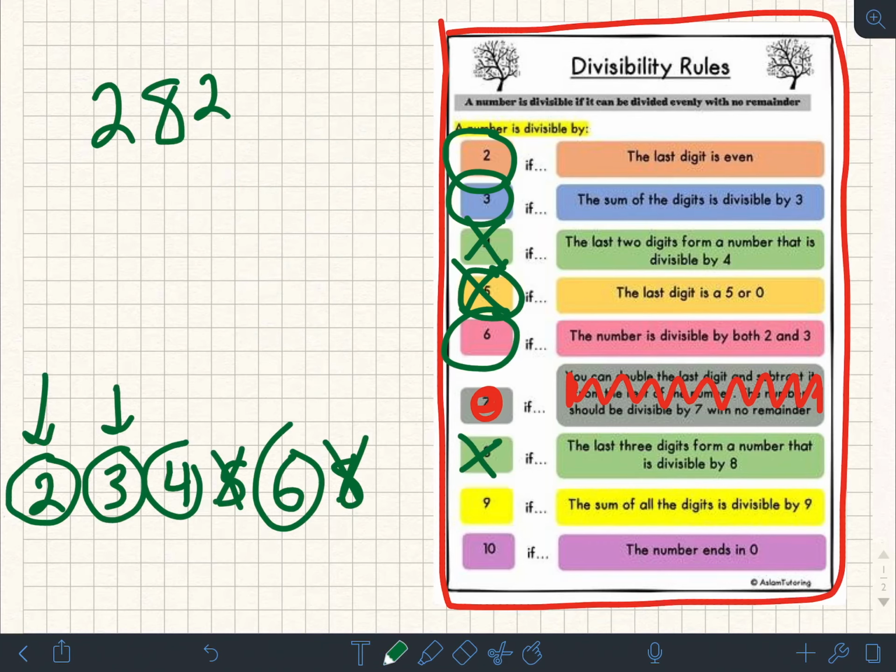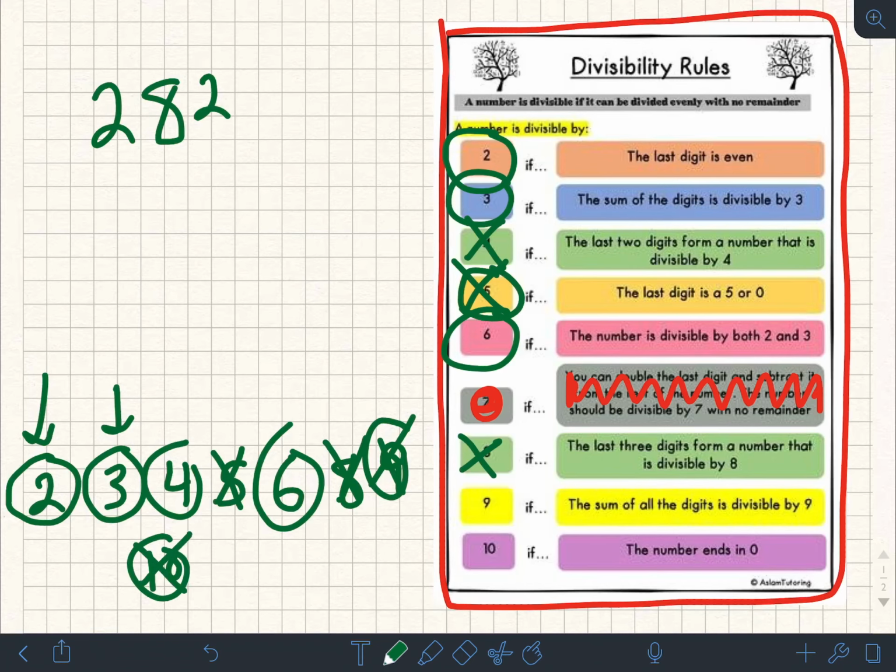Not divisible by 8. The sum of all the digits is divisible by 9. The sum of the digits added up, 2 plus 8 plus 2 is 12. And that is not divisible by 9, so this does not work with 9. And it does not end in a 0, so this is not divisible by 10.